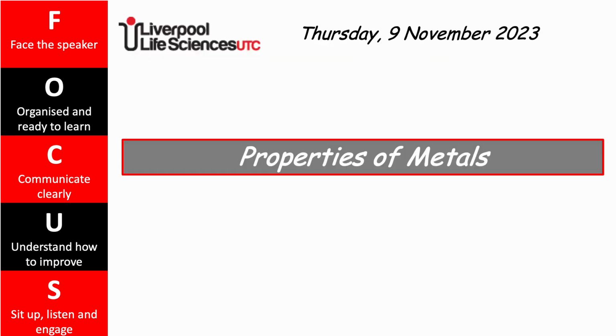So in this lesson, we're going to be looking at metallic bonding. So it's the third and final type of bonding we need to consider when explaining how metals behave, their properties, and how they are used as well.